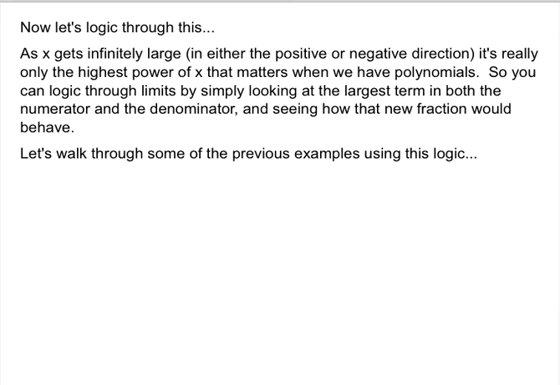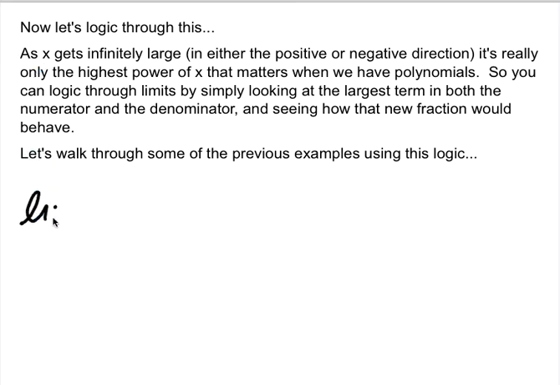As x gets infinitely large in either the positive or negative direction, it's really just the highest power of x that matters when we're talking about polynomials, and even things inside roots. So you can logic through the limits by simply looking at the largest terms in both the numerator and denominator to see how that fraction would behave. So we're going to walk through some with this logic. Here's what I mean by this, by the way, before I flip to the next example.